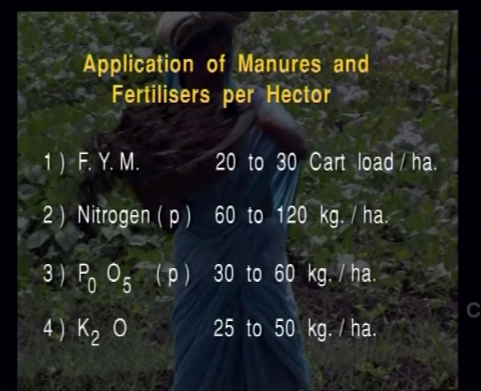The application of manures and fertilizers to most of the crops except sugarcane is broadly as given. FYM 20 to 30 cartloads per hectare. Nitrogen 60 to 120 kg per hectare. Phosphorus 30 to 60 kg per hectare, and potash 25 to 50 kg per hectare. The quantities for sugarcane are 2 to 3 times higher. This shows the variations in their nutrient contents and ultimate use in the fields.